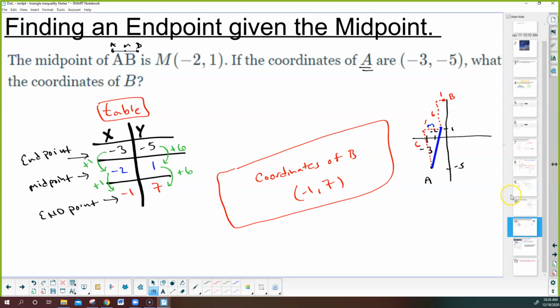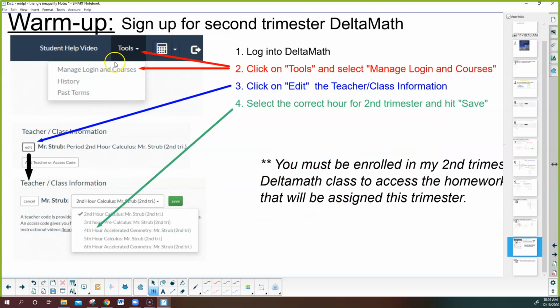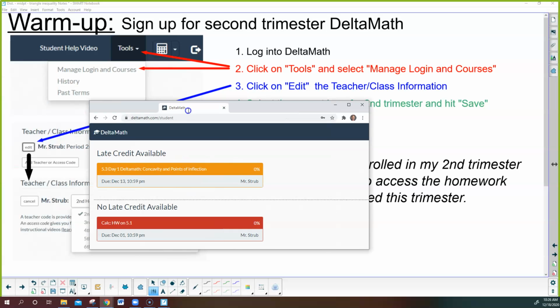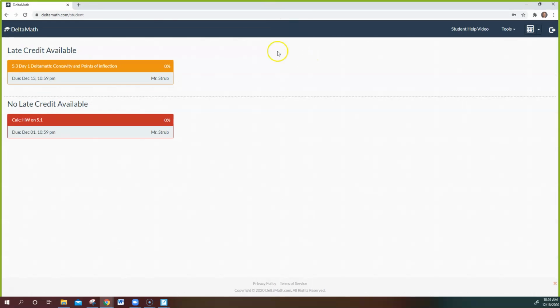Okay, so now is the time where I need every single person to open up DeltaMath. And I'm going to show you how we make this change. And actually, maybe I should show you first so you can just do it very quickly. So here's what I got. If I go to DeltaMath and I just log in, we need to change our settings from first trimester to our second trimester.